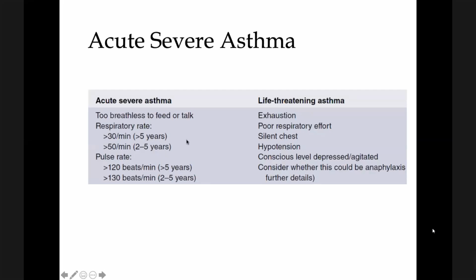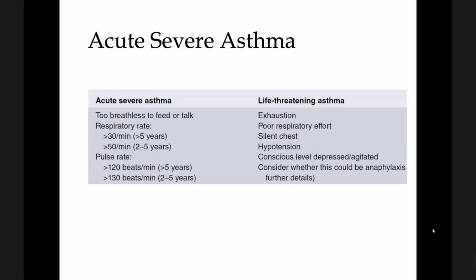Before we move on to acute severe asthma, do you have any questions regarding anaphylaxis? Any areas that are not clear? Anybody? You can either type in the chat box or you can just directly ask. All right, then shall we move on to acute severe asthma?